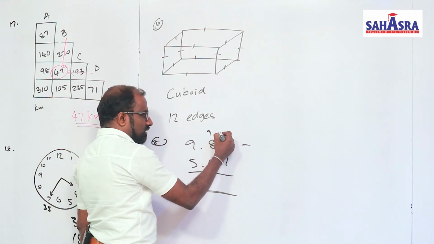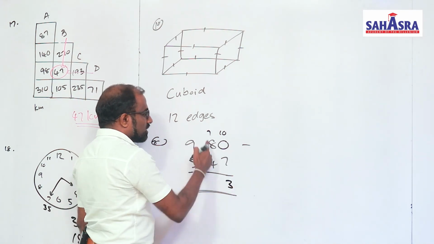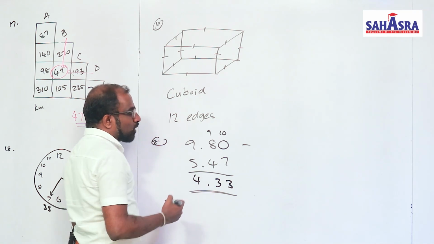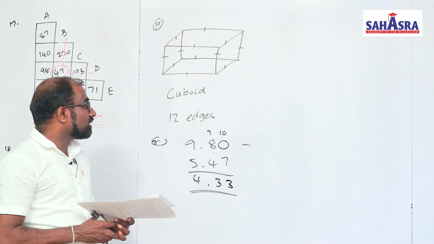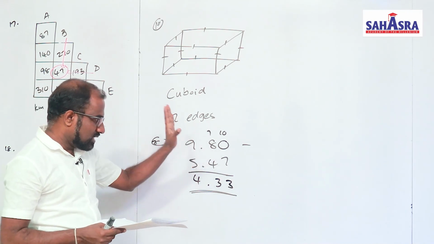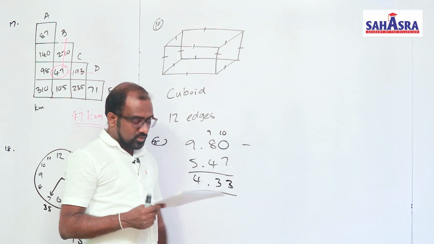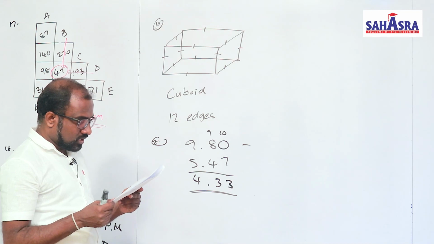8 becomes 7, 0 becomes 10. 10 subtract 7 is 3, 7 subtract 4 is 3, 9 subtract 5 is 4, 4.33 should be the answer. This is subtraction. Whether you add or subtract, put a 0, subtract. So that ends the first paper.